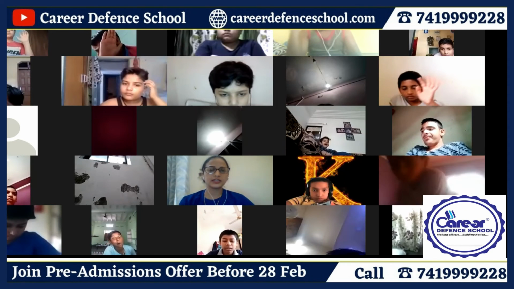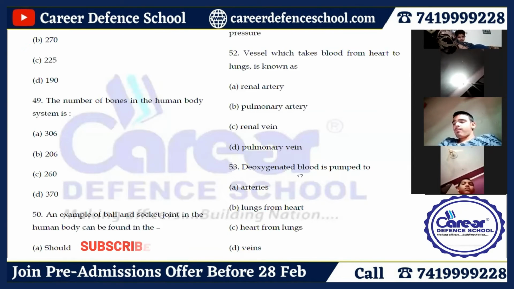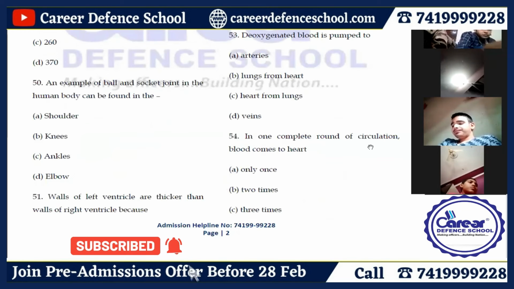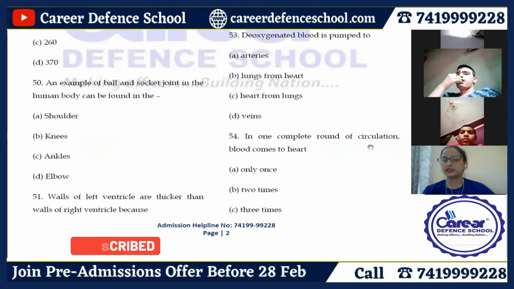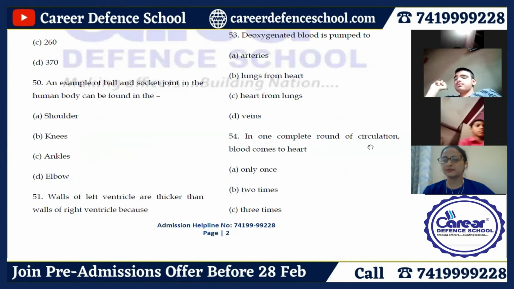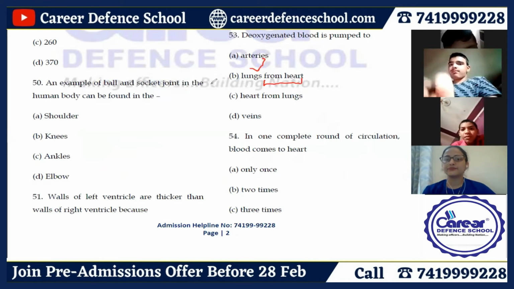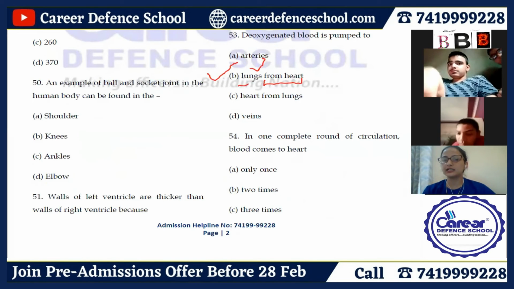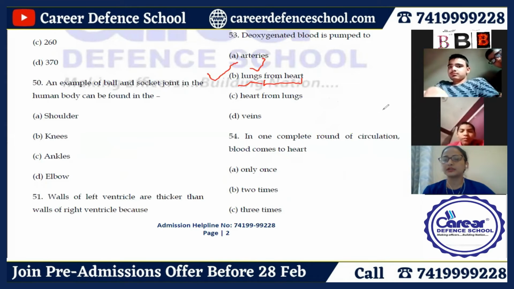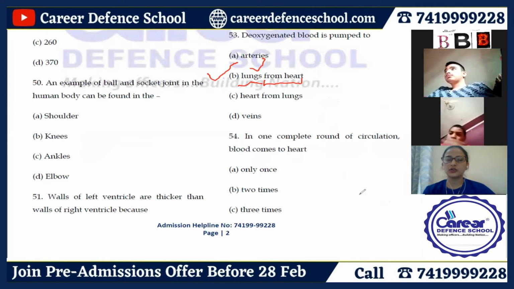Let us see. The question is 53. Deoxygenated blood is pumped to, means the carbon dioxide carrying blood is pumped to. किसको पंप होता है deoxygenated blood? From lungs, from heart. वेरी गुड. आपका जो हार्ट से deoxygenated blood गया है वो कहाँ पास होता है? टू द lungs. So its answer is B, means lungs from the heart. आपके lungs को पास होता है जो कि हार्ट पंप करता है deoxygenated blood को. Understood this question, everyone? Okay.